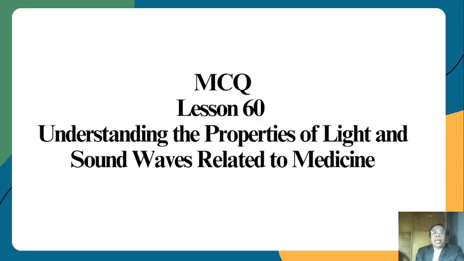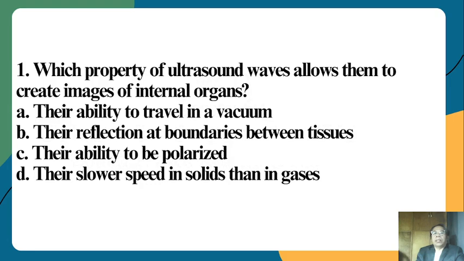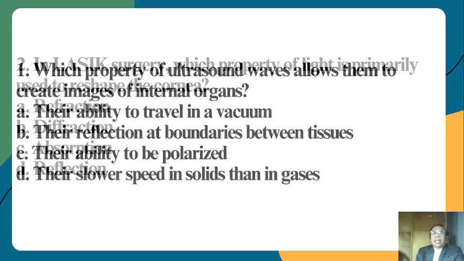Let's go now to the MCQ, Lesson 60, Understanding the Properties of Light and Sound Waves Related to Medicine. Number 1. Which property of ultrasound waves allows them to create images of internal organs? Letter A. Their ability to travel in a vacuum. Letter B. Their reflection at boundaries between tissues. Letter C. Their ability to be polarized. Letter D. Their lower speed in solids than in gas.